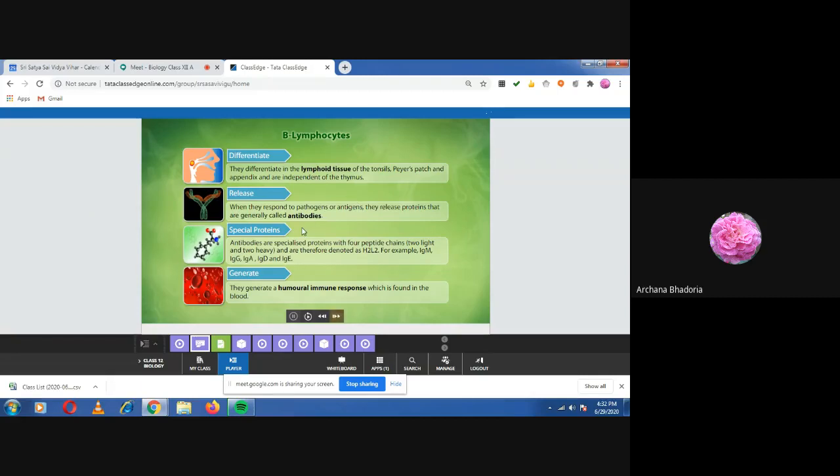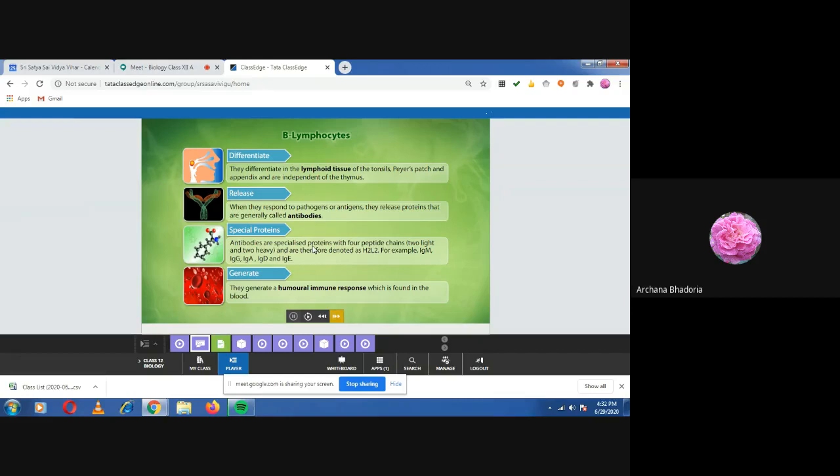Yes, ma'am. Okay. Now what they do? They respond to pathogens or antigens. They release proteins that are generally called antibodies. So they produce the antibodies. The antibodies are the type of proteins only. Okay, then antibodies. What are the antibodies?